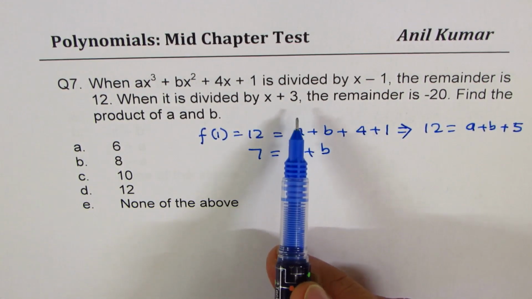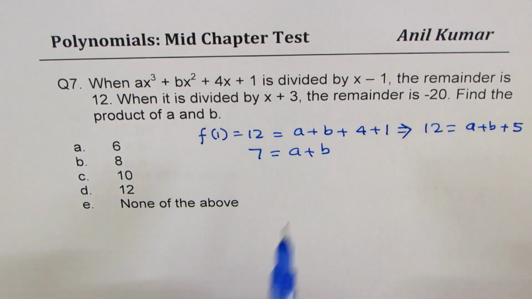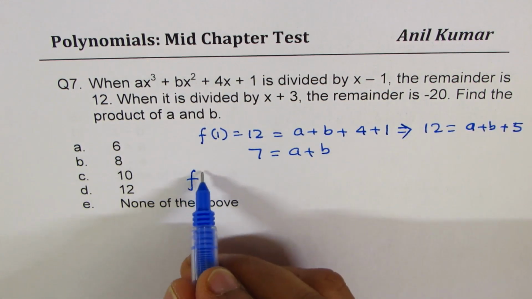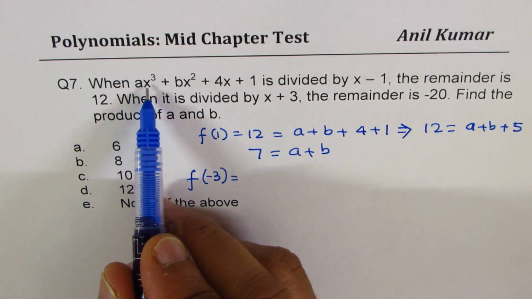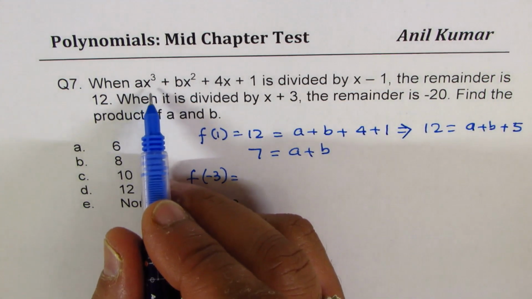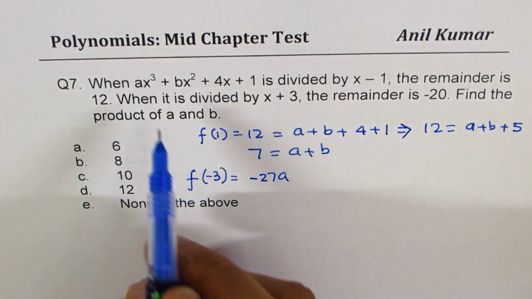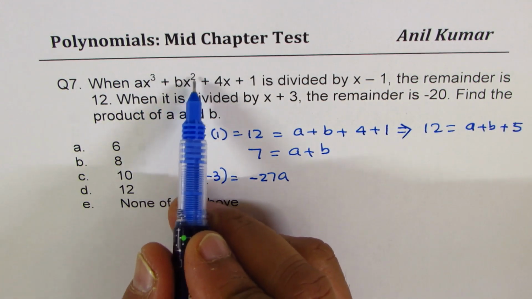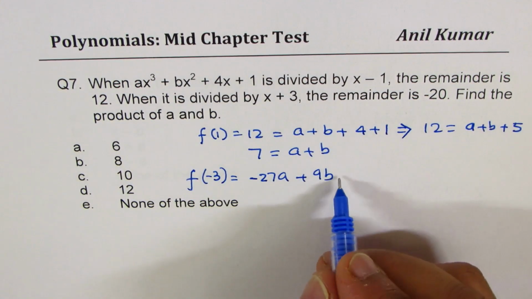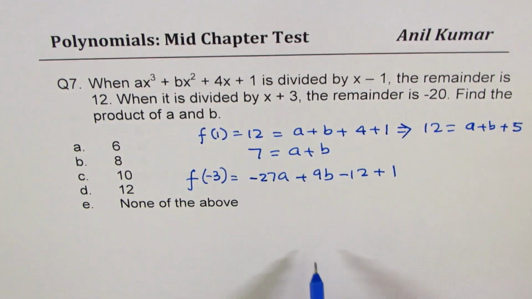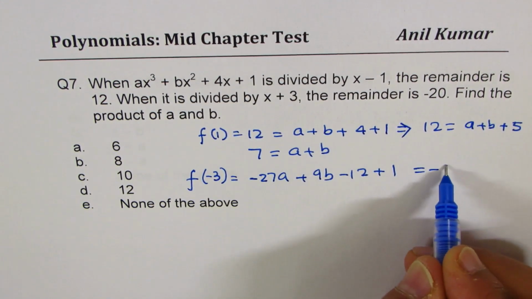The second one is, when divided by x plus 3, the remainder is minus 2. You could use your calculator also. Now we'll substitute minus 3 here. Minus 3 cubed will make it 27, right? So it is minus 27a. I'm just substituting minus 3 here. Minus 3 squared is 9, positive, plus 9b. Minus 3 times 4 will make it minus 12, plus 1. And this value is minus 20. So let me write minus 20 here.